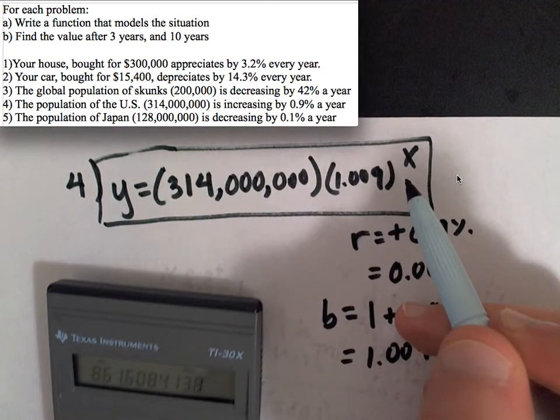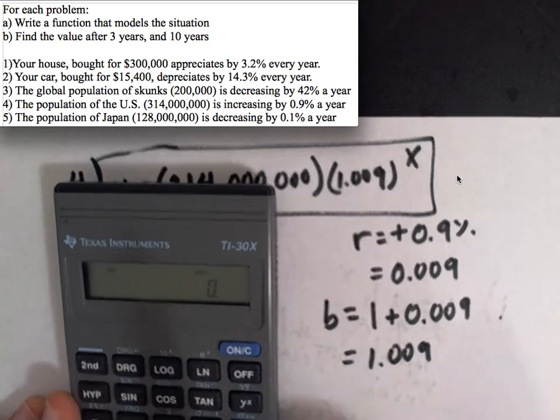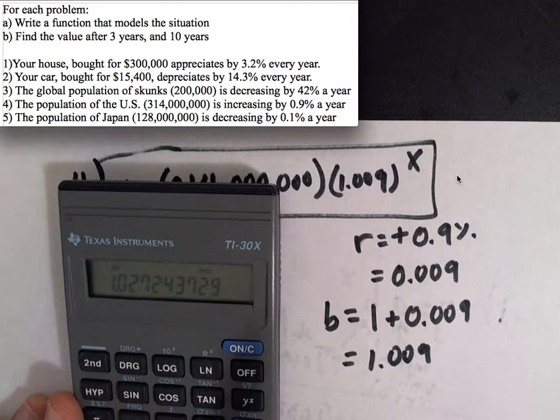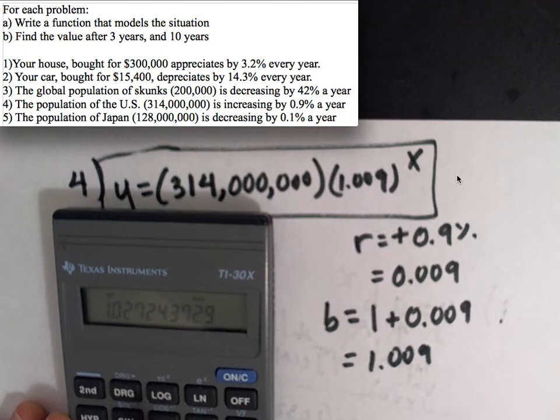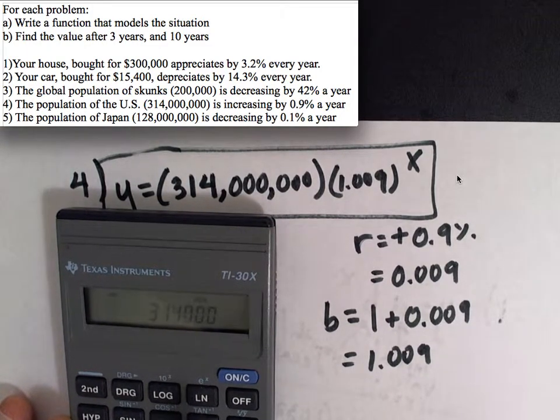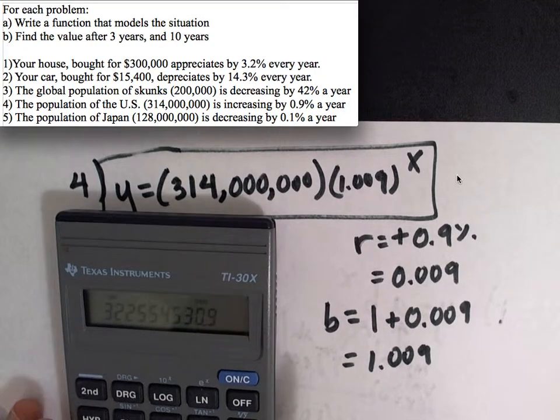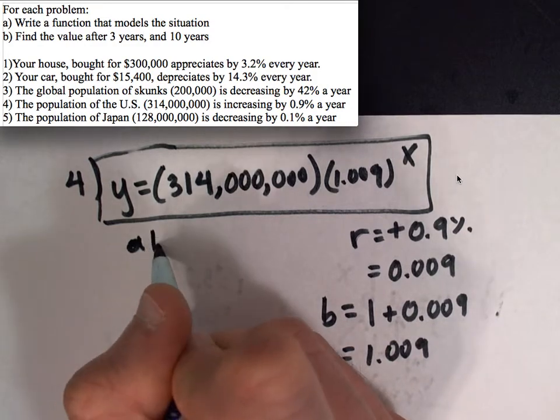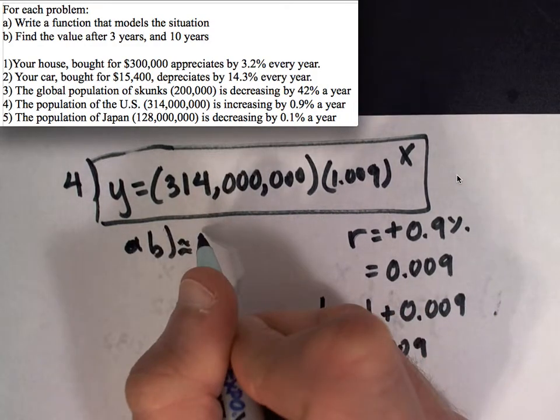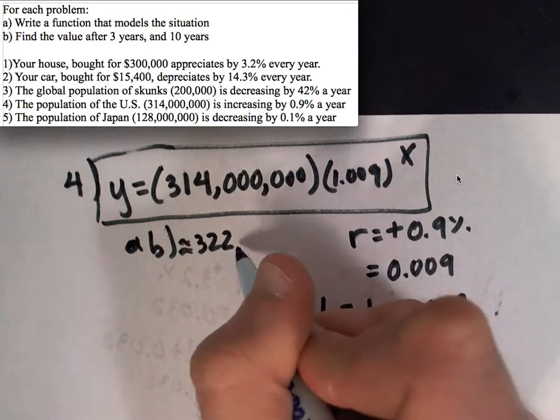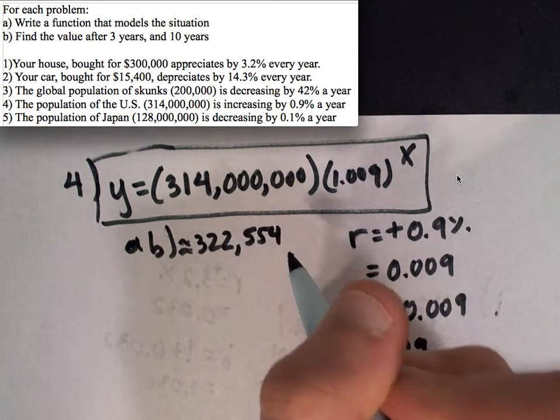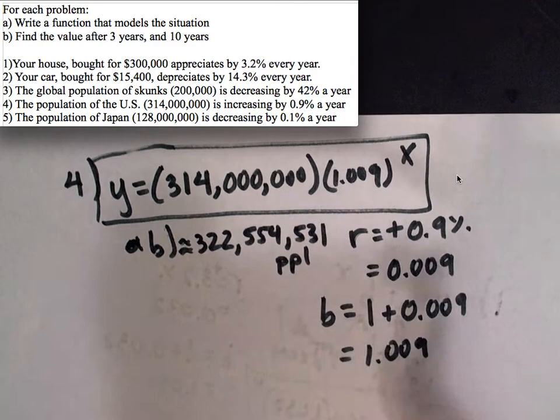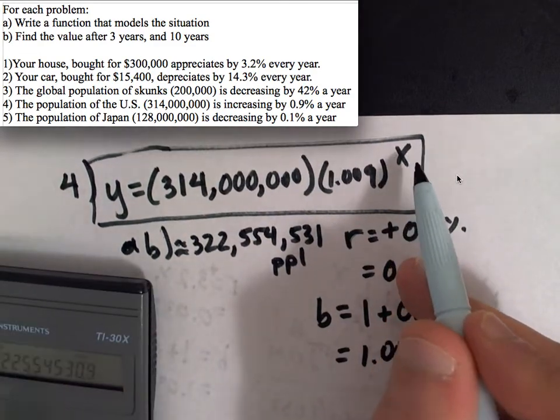1.009 to the third power. All right, and then we'll multiply it by 314 million. All right, looks like 322 million. That's part B, I guess I called it. So approximately 322,554,531 people. All right, second time, put x equals 10 after 10 years.